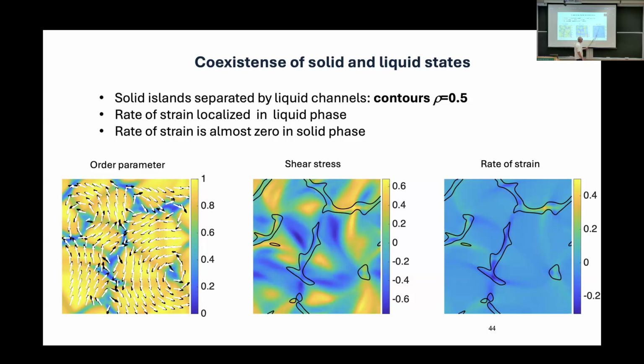And what you can see actually makes a lot of sense. The rate of strain is localized in the liquid and practically absent in the solid. So solid may not sustain rate of strain. It may sustain strain only, right? Because it will react elastically, but the rate of strain is only localized in the liquid. So you have this coexistence of solid and liquid, and it never settles down. It evolves this way, depending on the parameters.